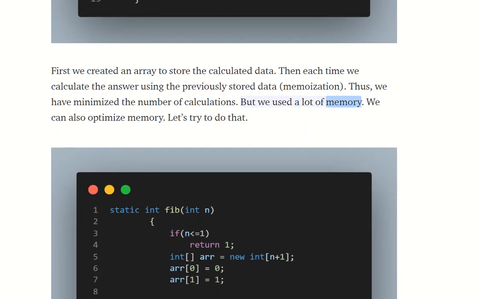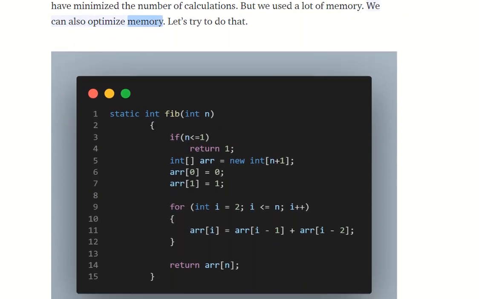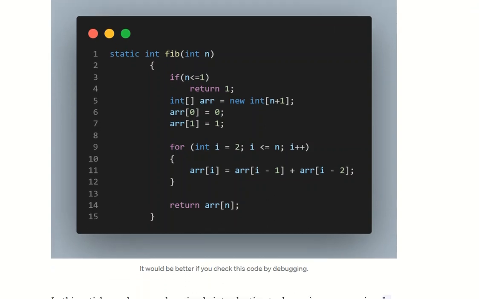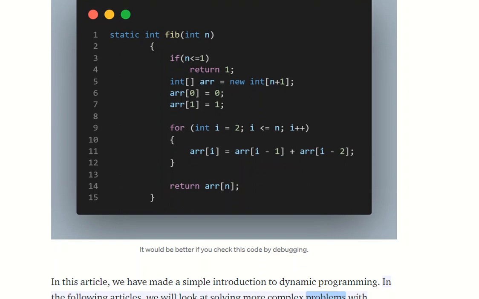But we used a lot of memory. We can also optimize memory. Let's try to do that. In this article, we have made a simple introduction to dynamic programming. In the following articles, we will look at solving more complex problems with dynamic programming.